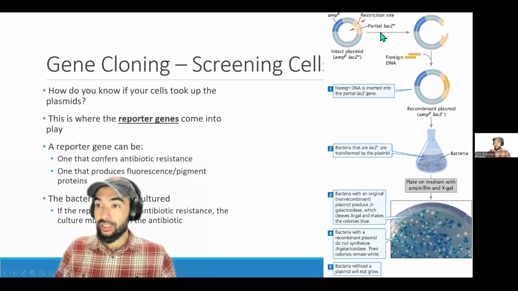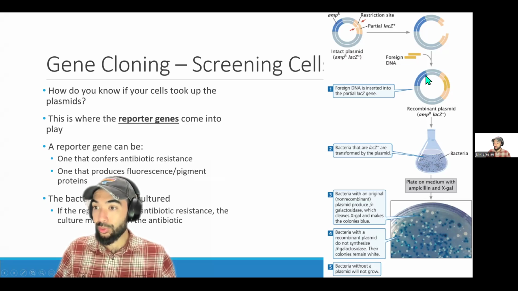Our restriction sites are inside one of these reporter genes. And so our gene of interest, our foreign DNA, is going to be inserted into that reporter gene there. And don't worry about what the LAC-Z gene does right now. Just know that when this foreign DNA is inserted into the reporter gene, this gene is no longer functional. The LAC-Z gene is basically turned off. But we still have this other gene here that provides resistance to ampicillin.